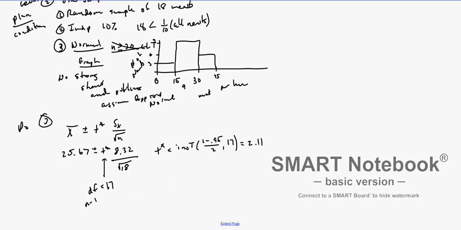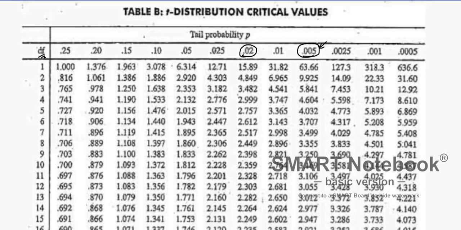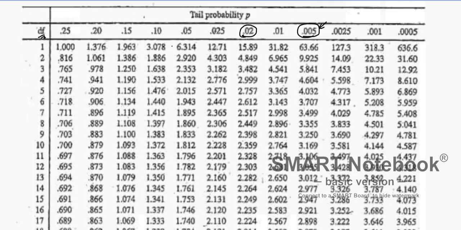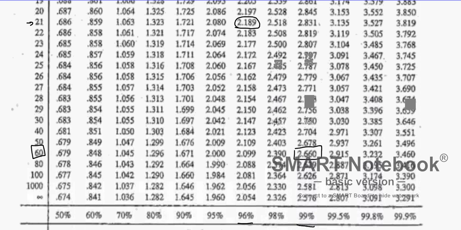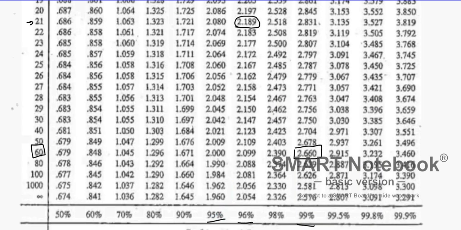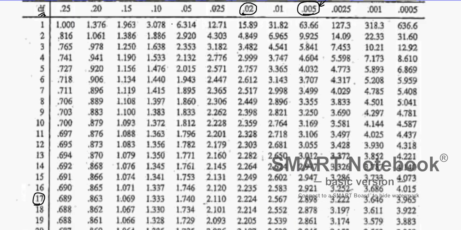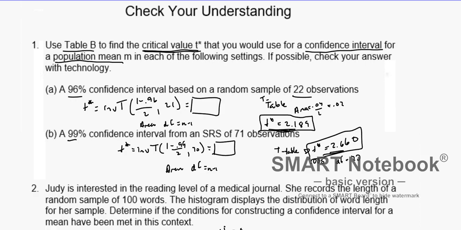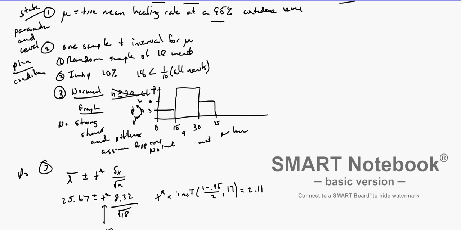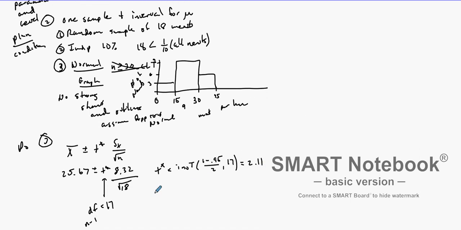You could also go to the t table. Going down here, we have degrees of freedom of 17. We are looking at 95%, which is our 0.025 tail, and looking at that, you can see there it is, 2.110. Is that what we got? There you have it, 2.11. Beautiful. In both cases, we have the same value.